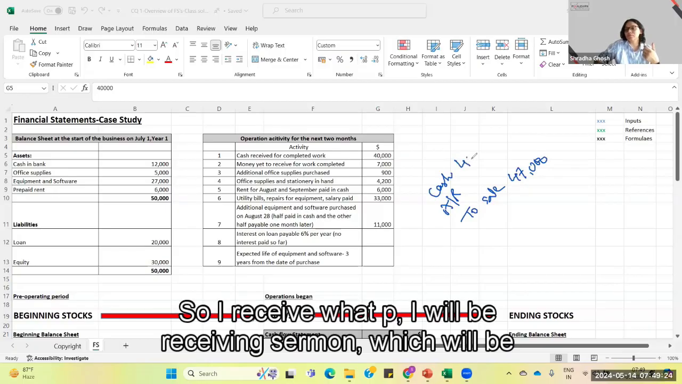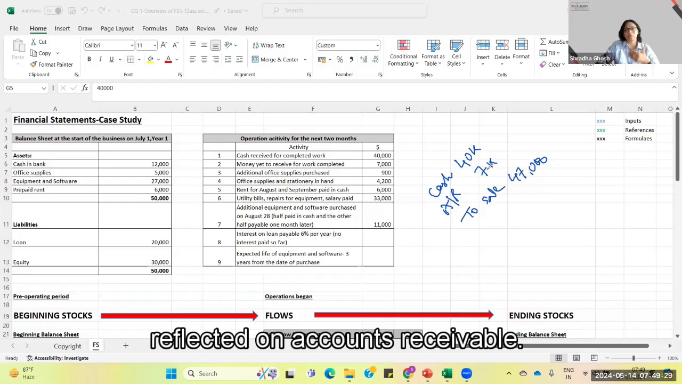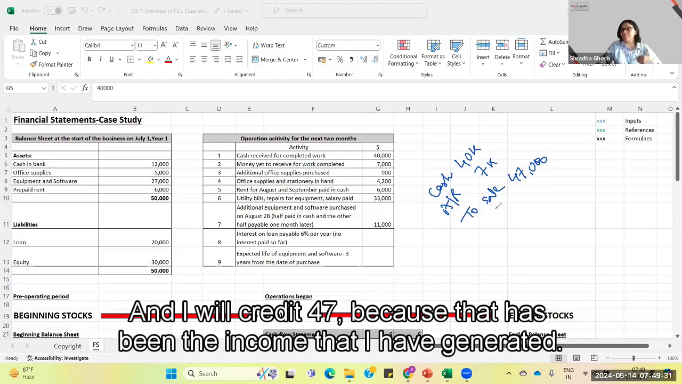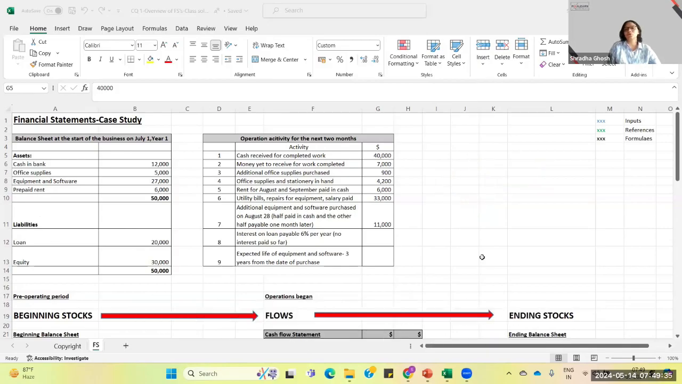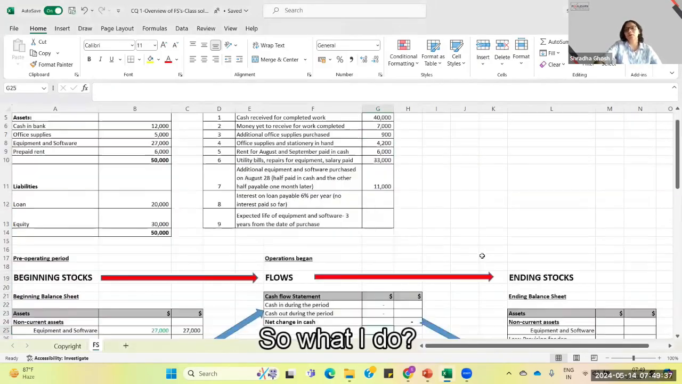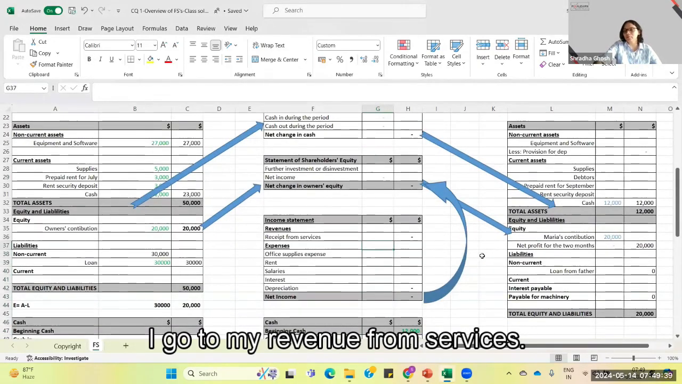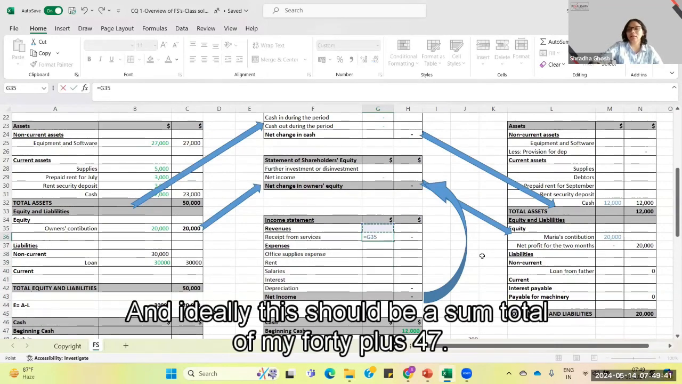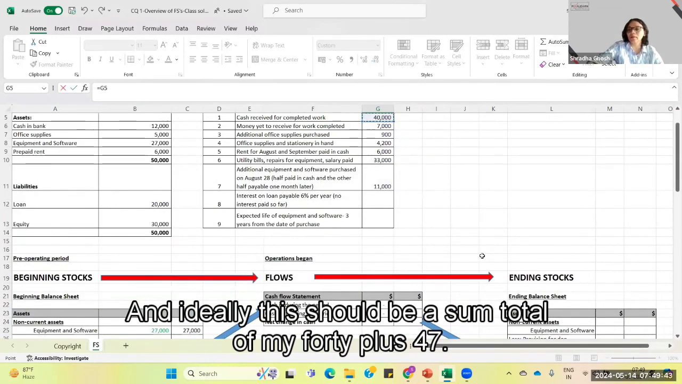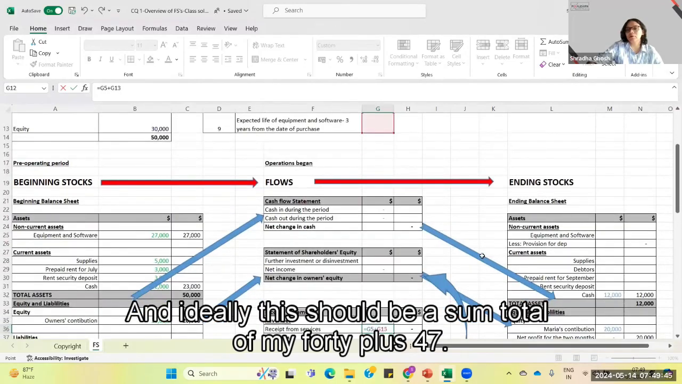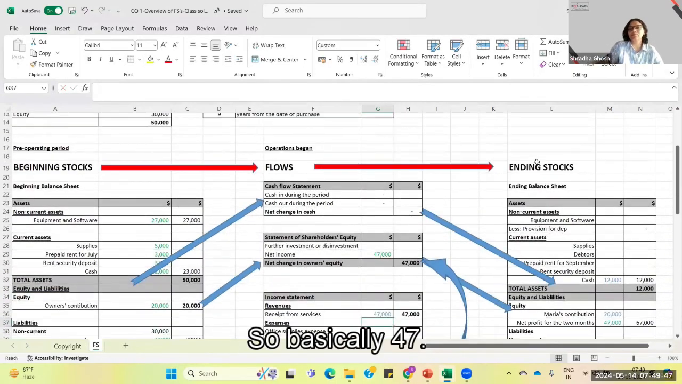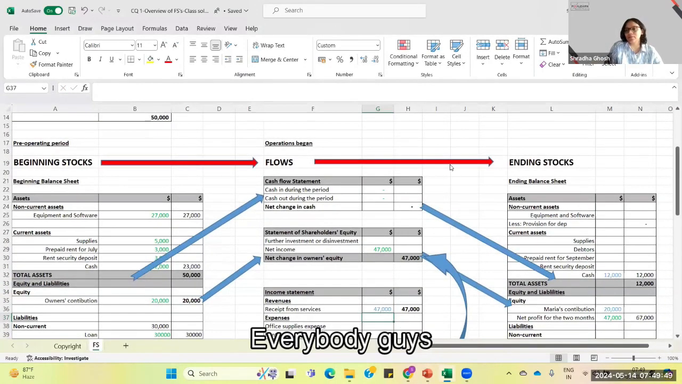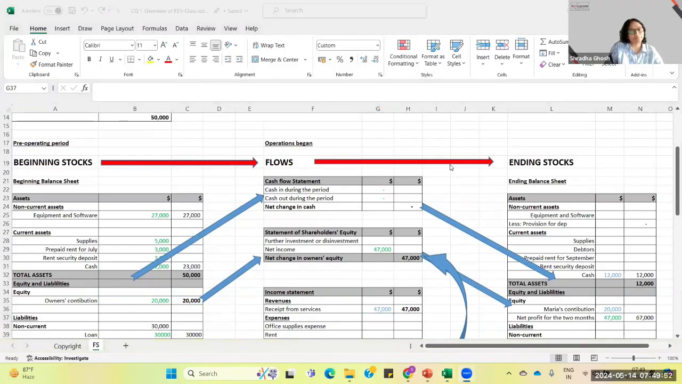So I receive 40. I will be receiving 7, which will be reflected in accounts receivable. And I will credit 47 because that has been the income that I have generated. So I'll simply put it now. I go to my revenue from services, and ideally this should be the sum total of my 40 plus 7. So basically 47. Yes, everybody, guys? Okay.